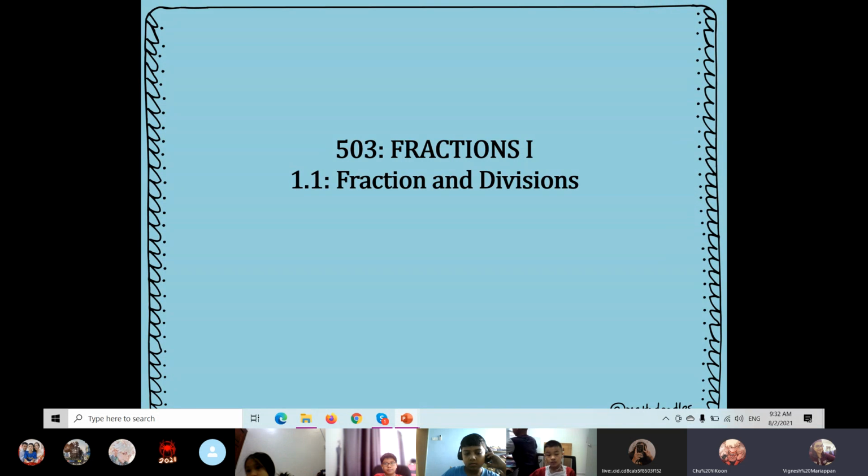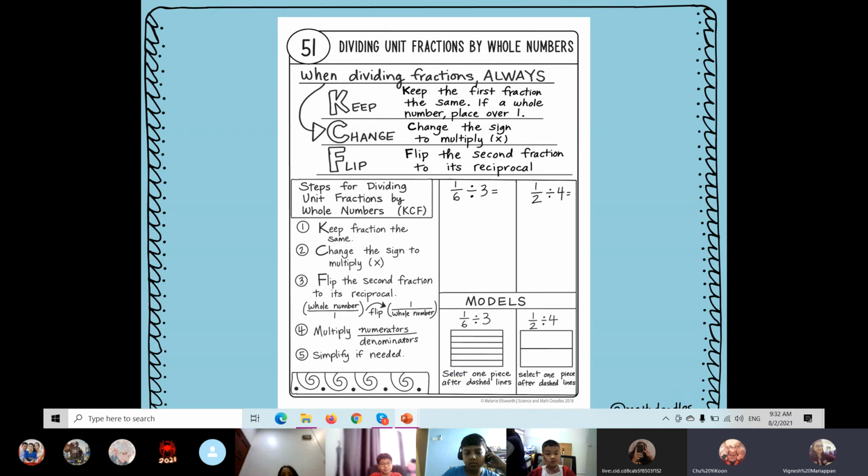Yes, teacher. Okay, the topic that we're going to cover for today is fraction and division. Before this, we already learned about the addition and subtraction of the fraction. And then for today, we only cover the division of the fraction. The three important keywords that you need to remember for dividing fractions.